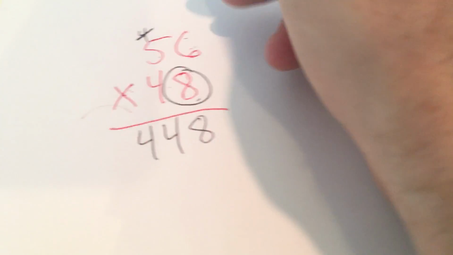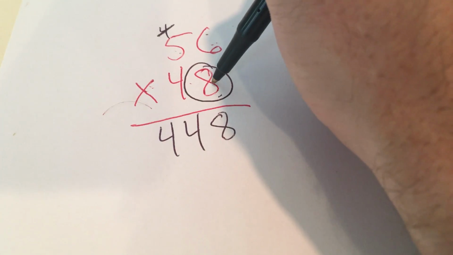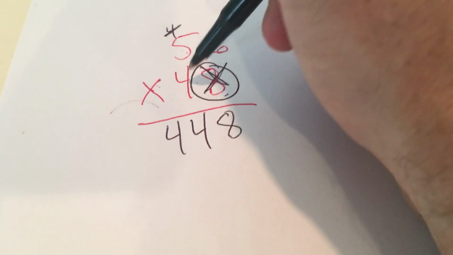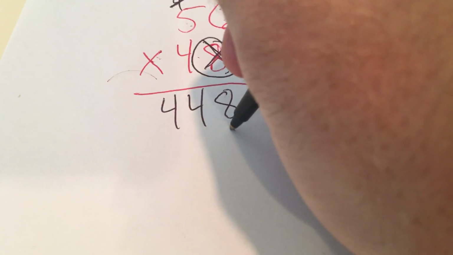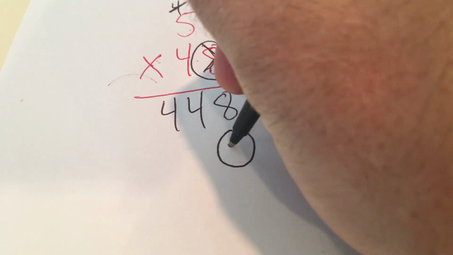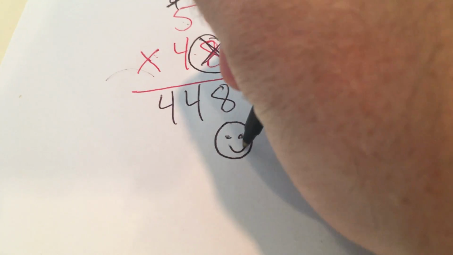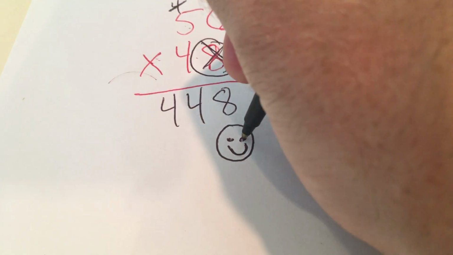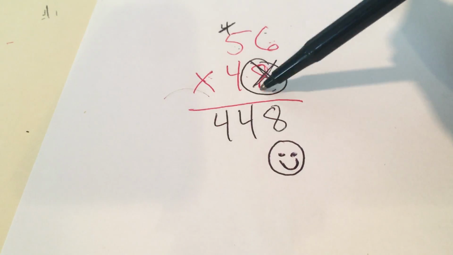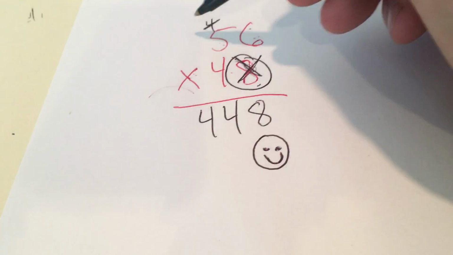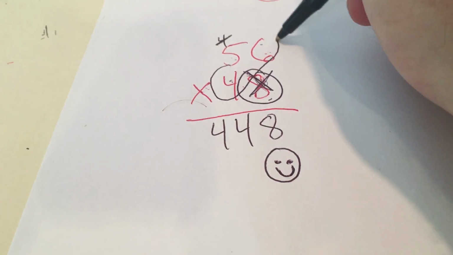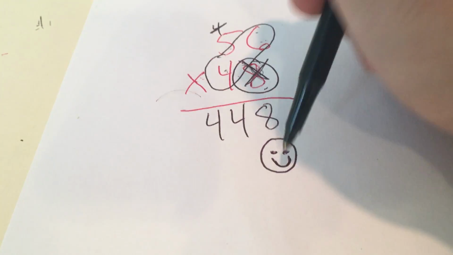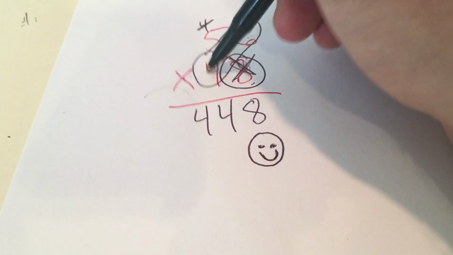Okay, now we're done with the 8. We already multiplied 56 times 8. Now we have to multiply 56 times 4 and add them together. So what we got to do here, I hope you remember this, is you got to put a 0. I put my little smiley face there to hold the ones place because we already finished multiplying times the ones place. And now we're really multiplying by 4 tens, which is 40. So we're going to put this 0 to hold the ones place because now we're in the tens place.